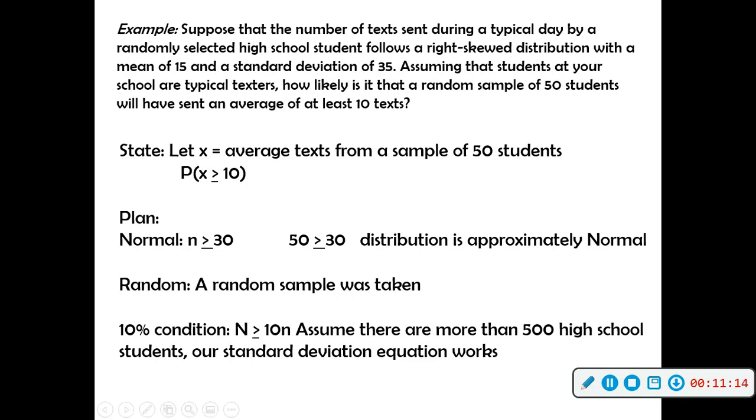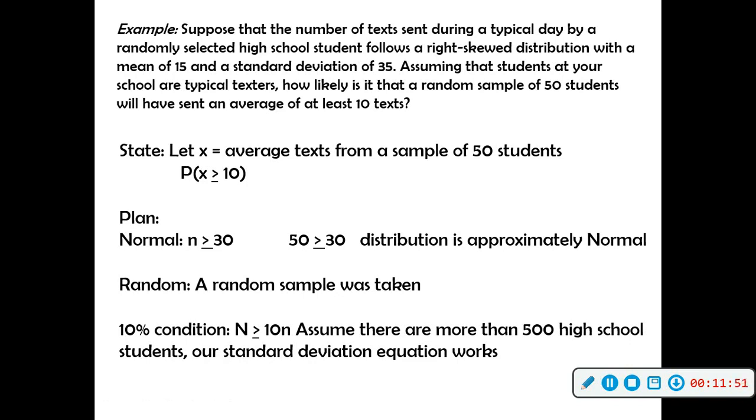Well, if we read up here, we can see that, nope, we have a right-skewed distribution. So I need to check to see, is my sample size greater than or equal to 30? Well, I've sampled 50 students, and 50 is in fact greater than or equal to 30. I know, new information here. So that means that our sampling distribution of sample means is going to be approximately normal. Okay. Next thing I need to check is, did I take a random sample? Well, yeah, it states that a random sample of 50 students is taken. So we do meet the random condition.